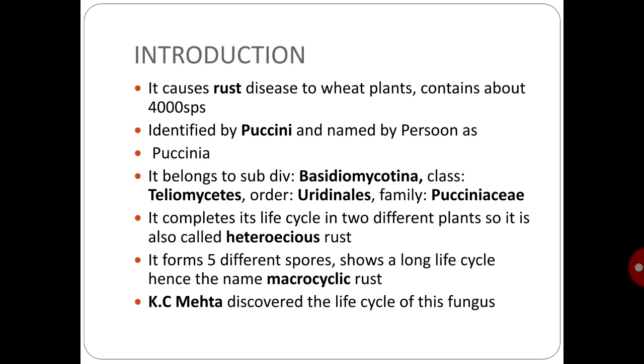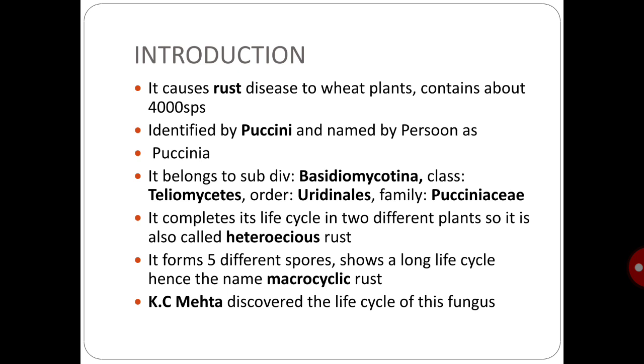Puccinia is an obligate parasite which causes rust disease to wheat plants. So far, 4,000 species have been identified. All these species cause rust diseases on different grain plants. In this video lecture, I have mainly focused on Puccinia graminis tritici, which causes rust disease to the wheat plant. It was identified by Puccini and named by Persoon. Puccinia belongs to the subdivision Basidiomycotina, class Teliomycetes, order Uredinales, family Pucciniaceae.